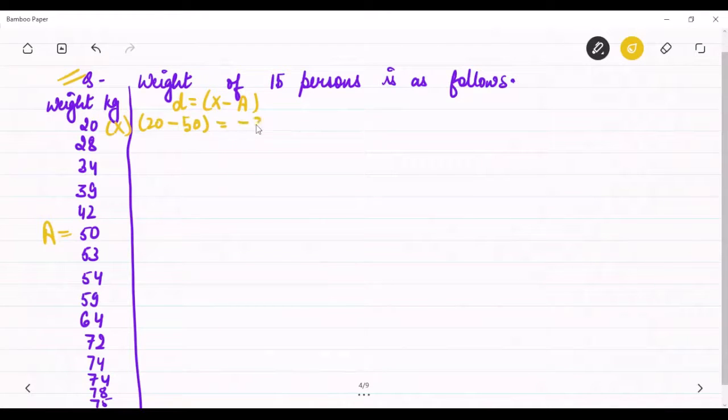It is minus 30. Okay. We will follow the same procedure with all the other observations. And what are the answers? I'm writing down the straight answers.